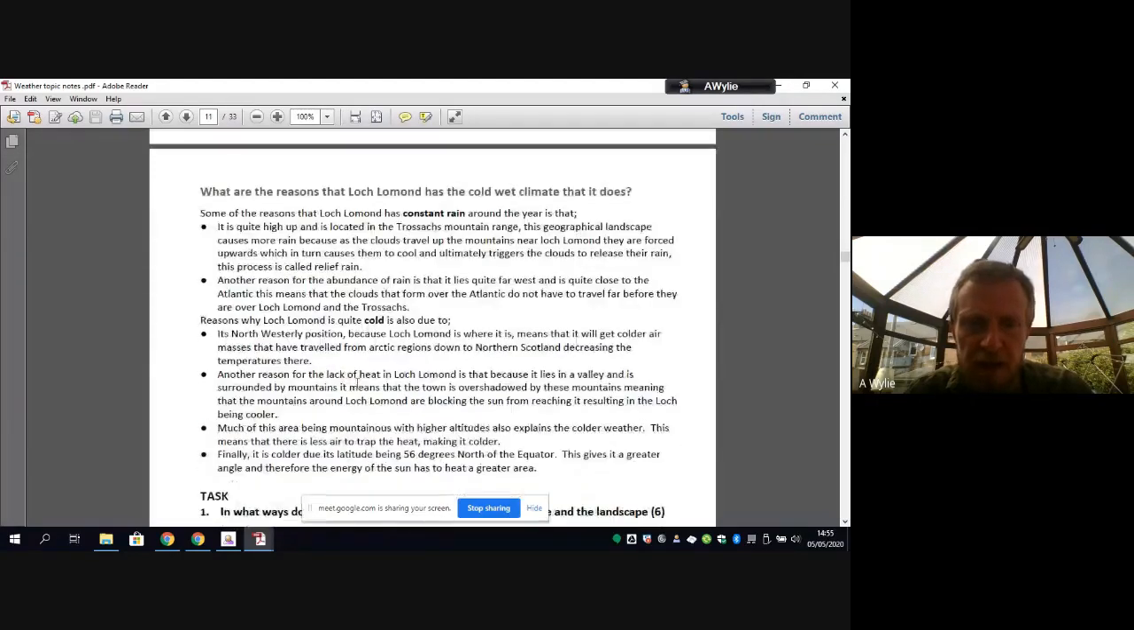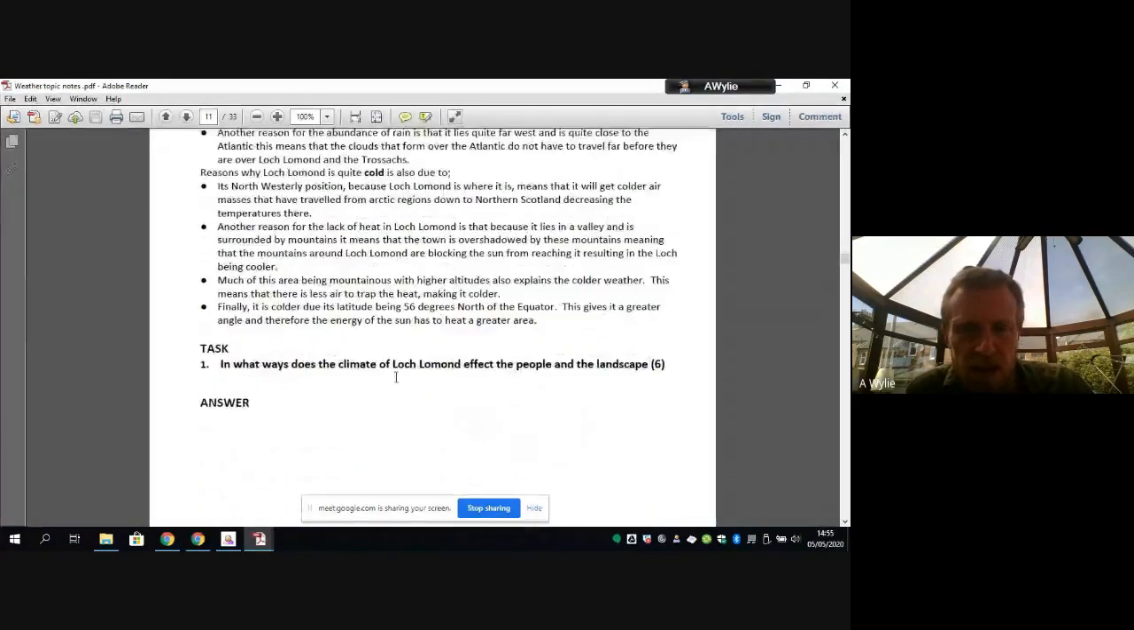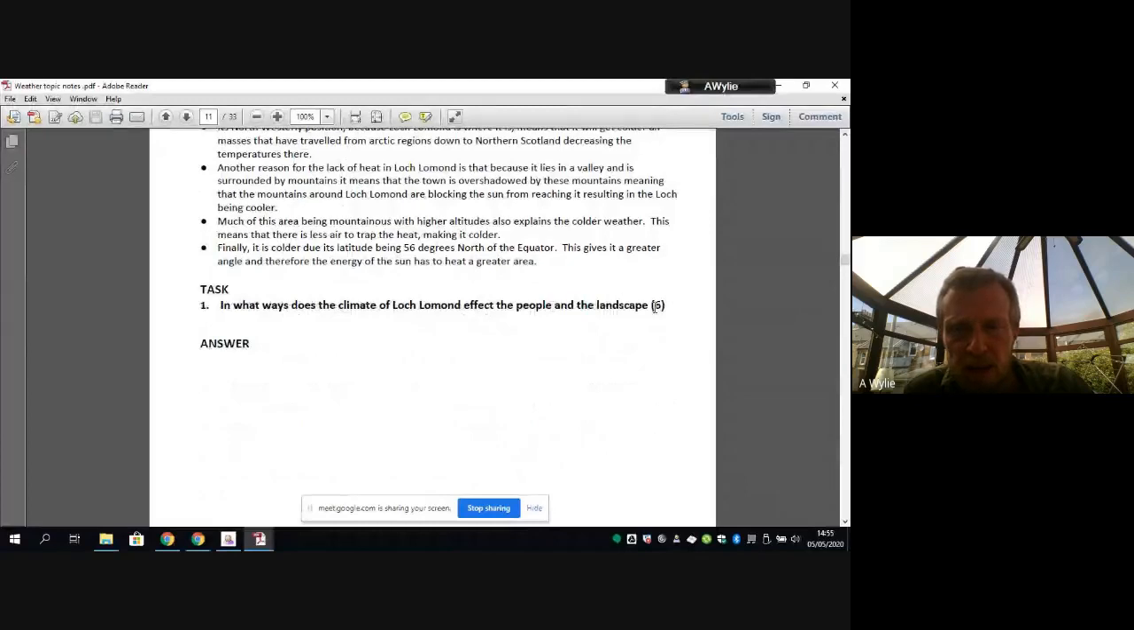Right, if I just move on to the final bit, which relates to what we're going to be looking at today, because we are at some point this year going to be going to Loch Lomond, although it's more likely to be after the summer holidays, we're starting to build up an understanding of why this area of Scotland, one which we're going to be looking at, has a certain type of weather and how that weather affects people. And this was an exam question.